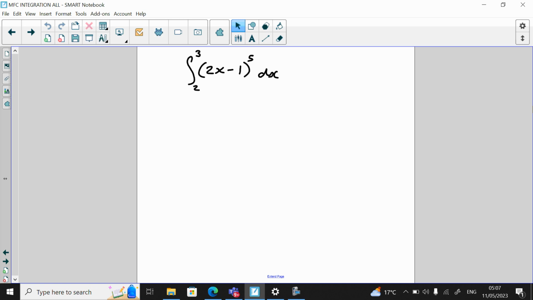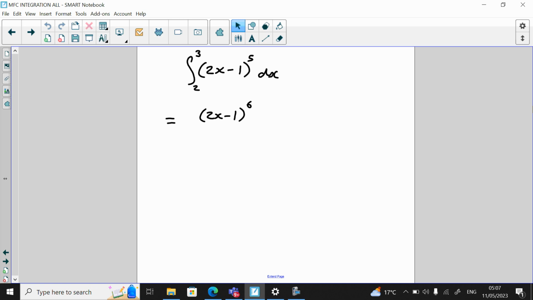ax plus b. I keep on saying plus, it could be a minus, it doesn't matter. Plus or minus b means b can be positive or negative. This is definite integration because we've got limits of 2 and 3, top and bottom of the integral sign, the extended s. Let's just use the rule first of all.